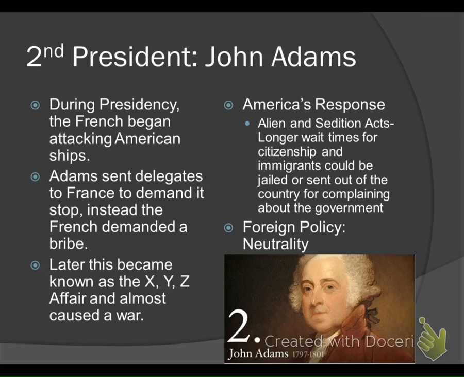They laid out the Alien and Sedition Acts. Congress said, no longer can we have citizens becoming citizens so fast. We need to have longer wait times, and immigrants could be jailed or sent out of the country for complaining about the government. So basically, these made it harder to become a citizen, and if you weren't a citizen, you didn't get all of the rights guaranteed to us in the Bill of Rights, especially the First Amendment. And his foreign policy was to remain neutral.